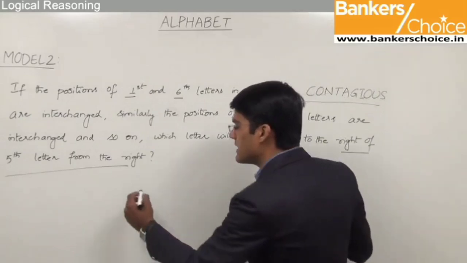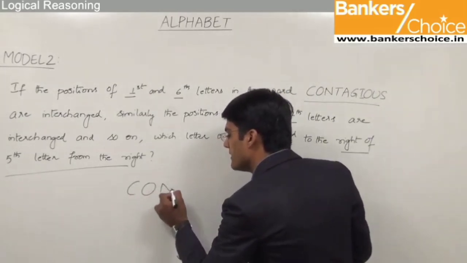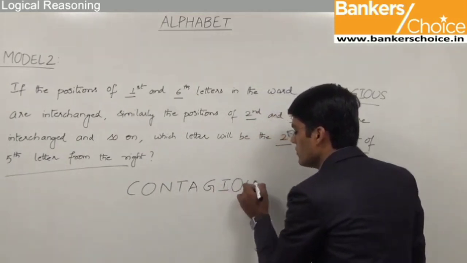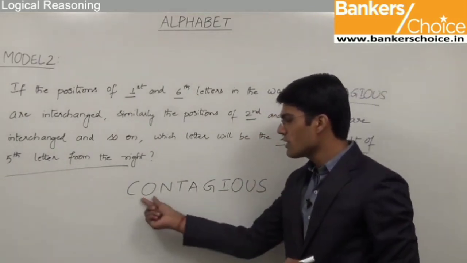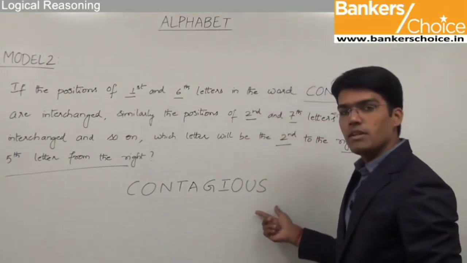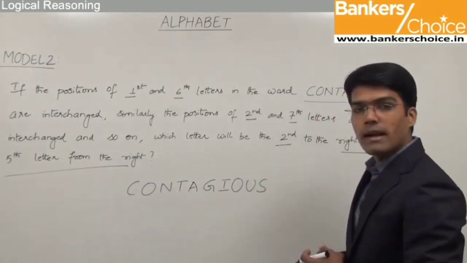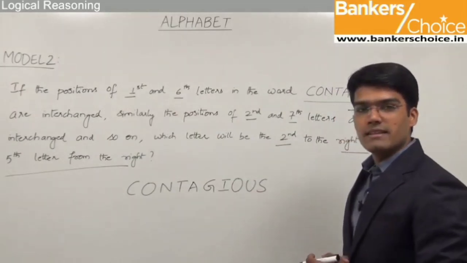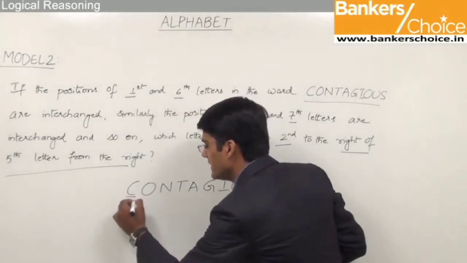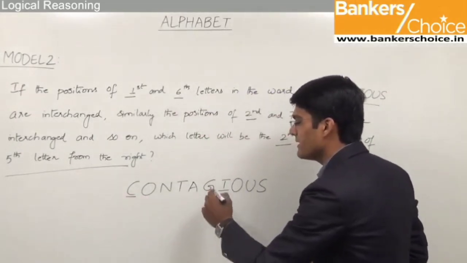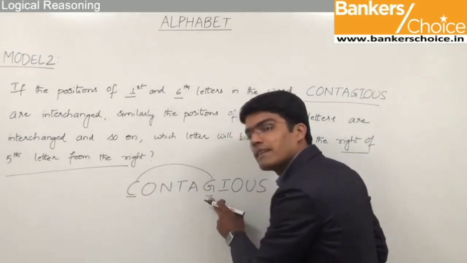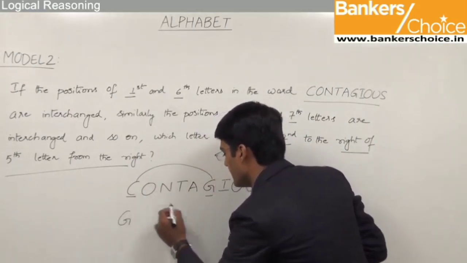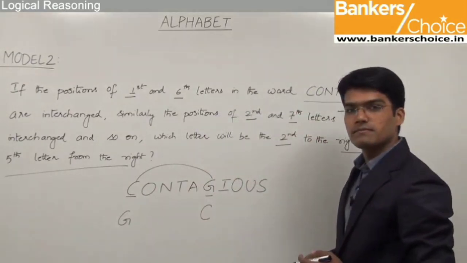Let's take the given word contagious. C-O-N-T-A-G-I-O-U-S. So if we see here, there are total of 10 letters and we need to interchange the letters as per the given pattern. So the pattern here is first letter should be interchanged with the sixth letter. Now the first letter here is C, and that has to be interchanged with the letter G, as it is the sixth letter in the word. So C gets interchanged with G. So we get G in the first place and C takes the sixth position.